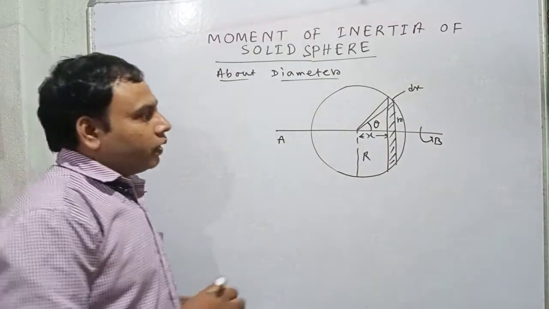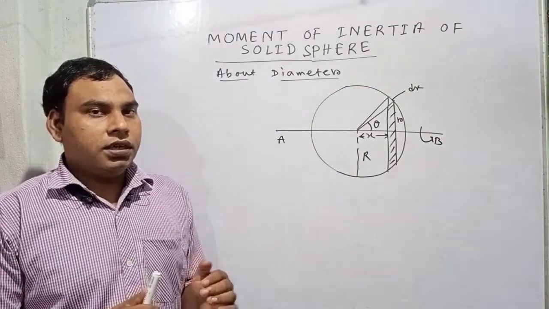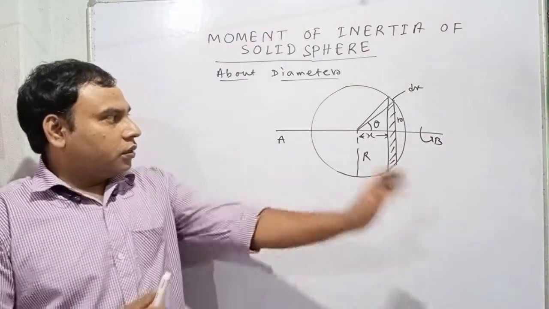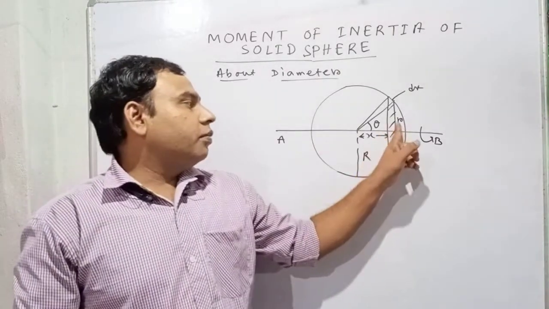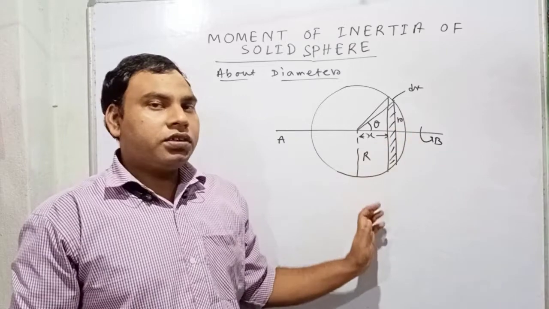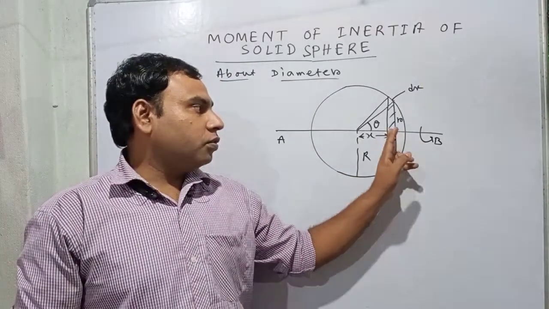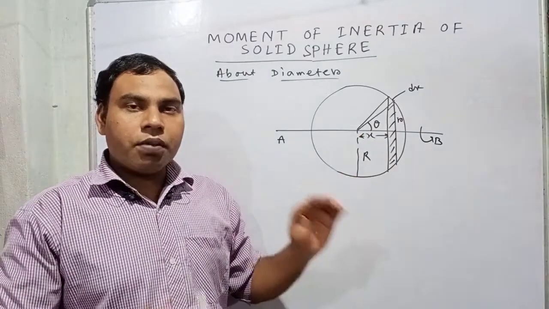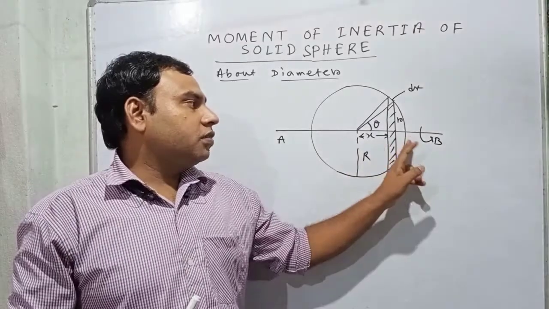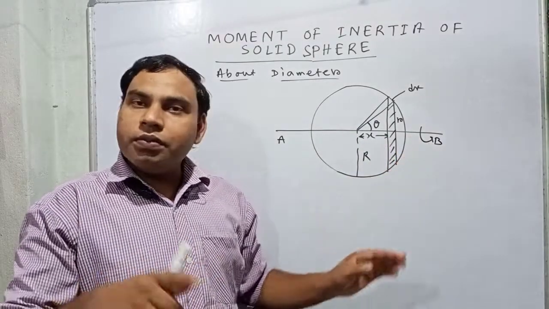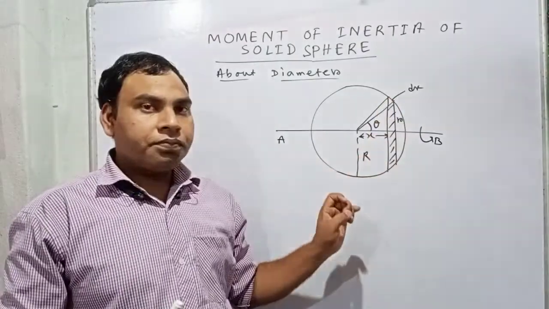At first, we calculate the mass of the elementary disc. If we know the mass of the elementary disc is dm and it has radius r, then the moment of inertia of the disc about axis AB, which passes through the center of mass and is perpendicular to the plane of the disc, is half dm into r square. Here r square means small r square, the radius of the elementary disc.